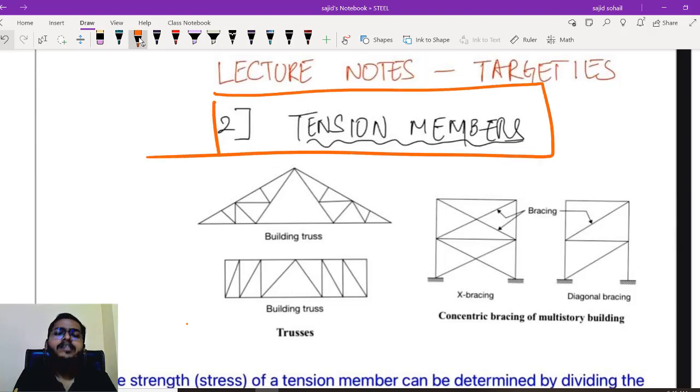Let us start with a very simple topic of steel structures, which is tension members. A very simple topic, just watch these modules, read our notes, more than enough, you will be able to solve all the questions. I bet that.